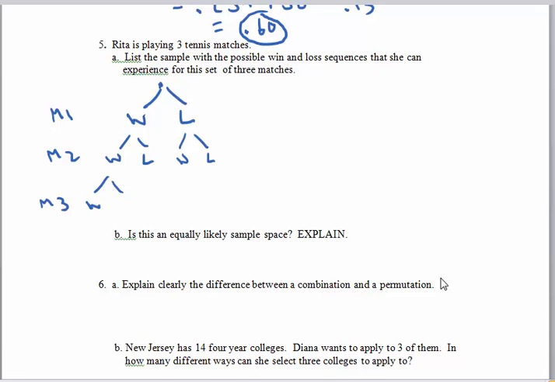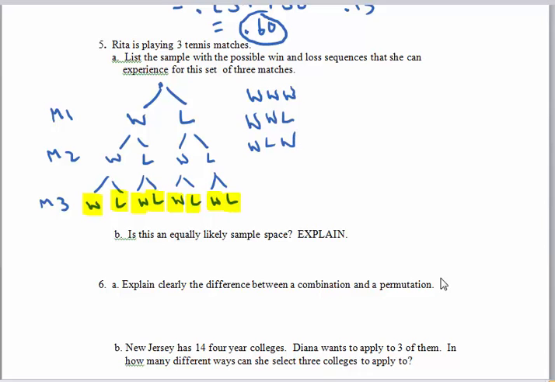where each of these would have a win and a loss coming off of it. And then what you do is to list the sample space, you look at all these end leaves, we'll call them, right? And trace them back to where they came from. So this first one came from WWW, not World Wide Web, right? Win, win, win. This one came from WWL. This one came from WLW. This one came from WLL.